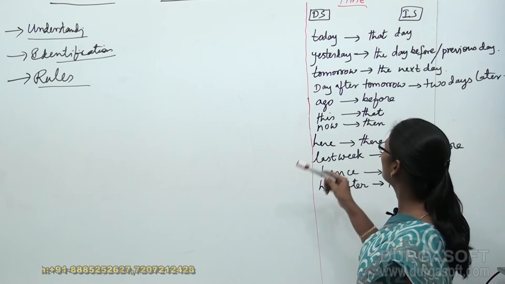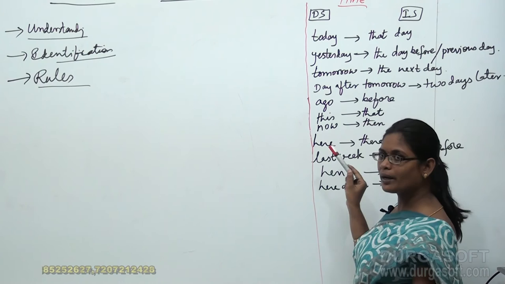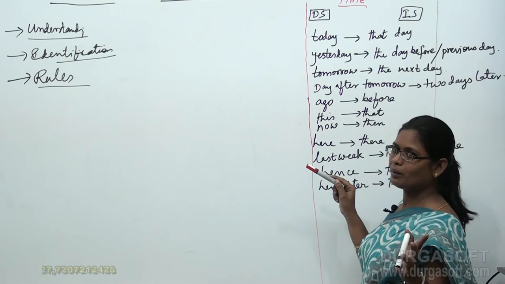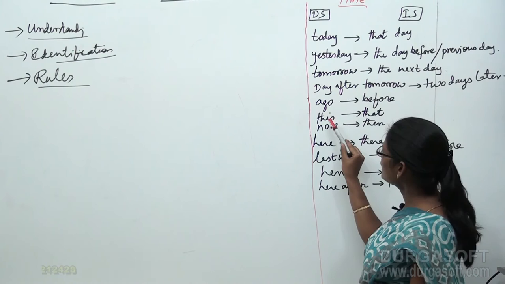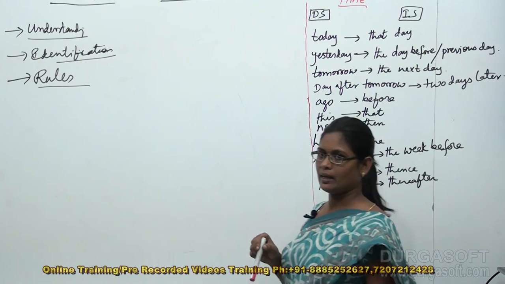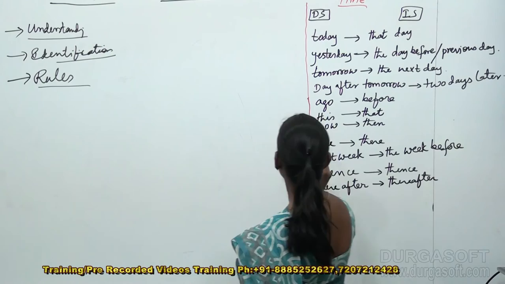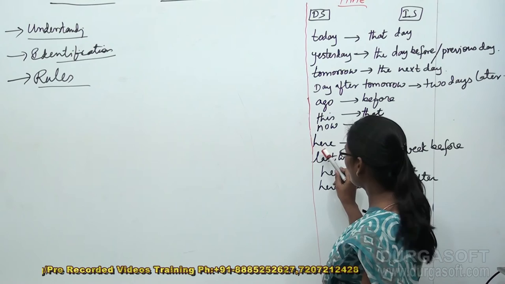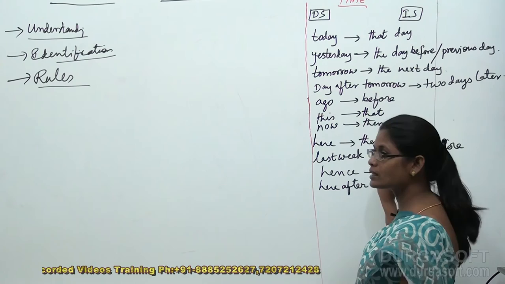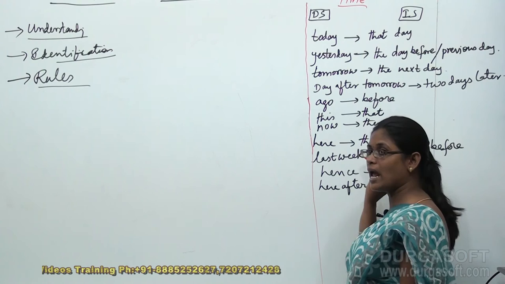Ago, before. Long ago, we say. So it becomes before. Long before. Ago gets converted into before. And this gets converted into that. This day gets converted into that day. The same way, now gets converted into then. Here gets converted into there. Here it is there, it's not there. There is pronoun and there is time.